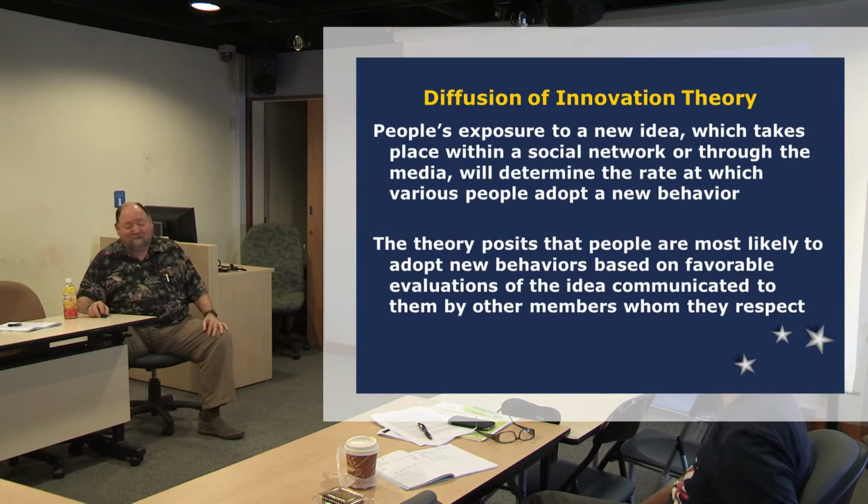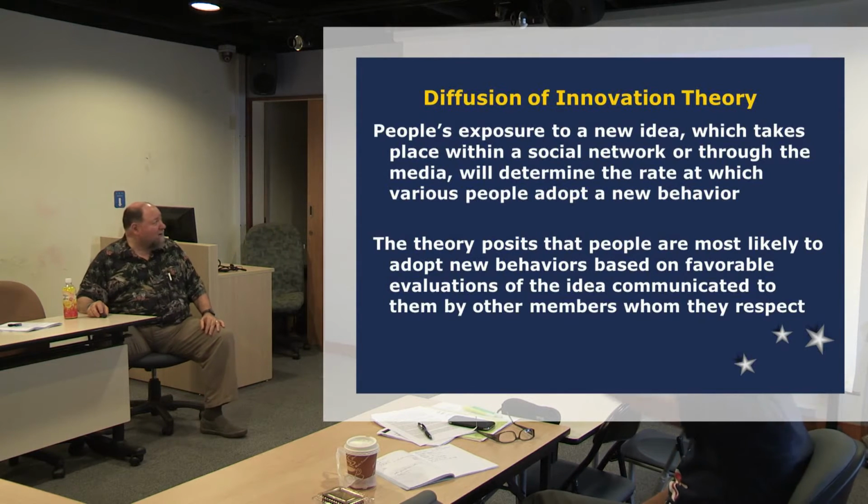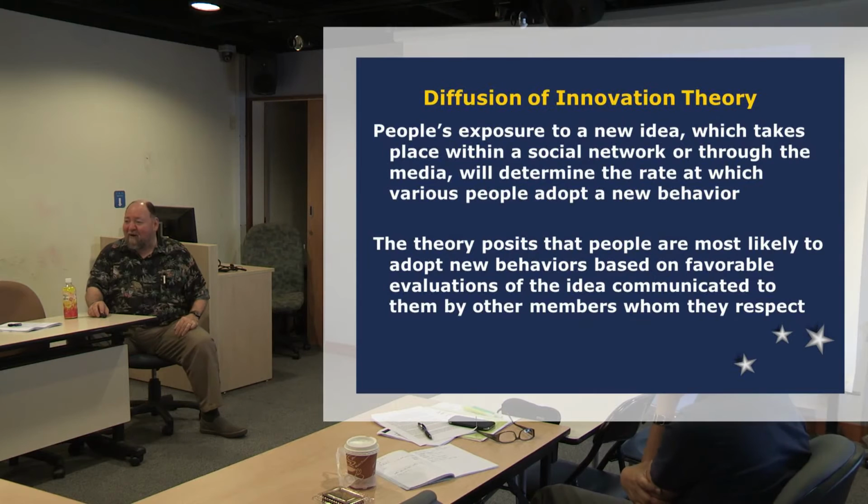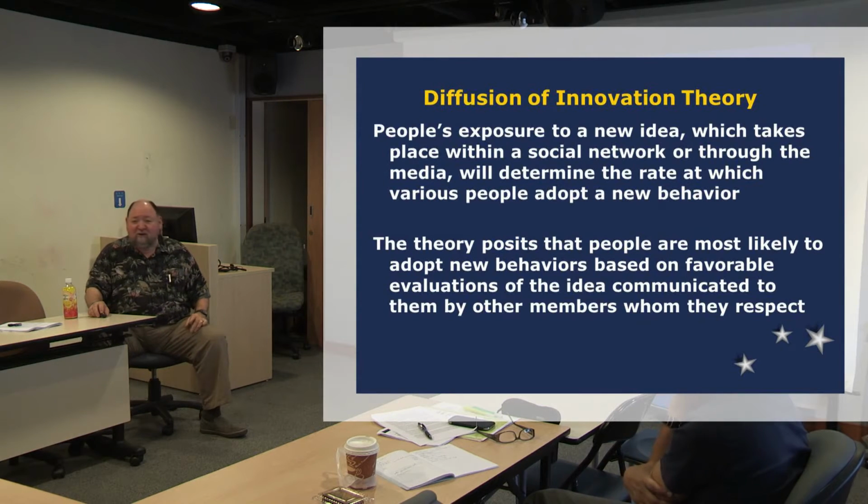Diffusion of innovation theory is one that I use a lot. It's a model that looks at the community. People's exposure to a new idea, which takes place within a social network or through the media, will determine the rate at which various people adopt that behavior. The theory says that people are most likely to adopt new behaviors based on favorable evaluations of the idea communicated to them by other members who they respect, admire, and will listen to. So you're seeing that the social system and the personal networks are powerful here.